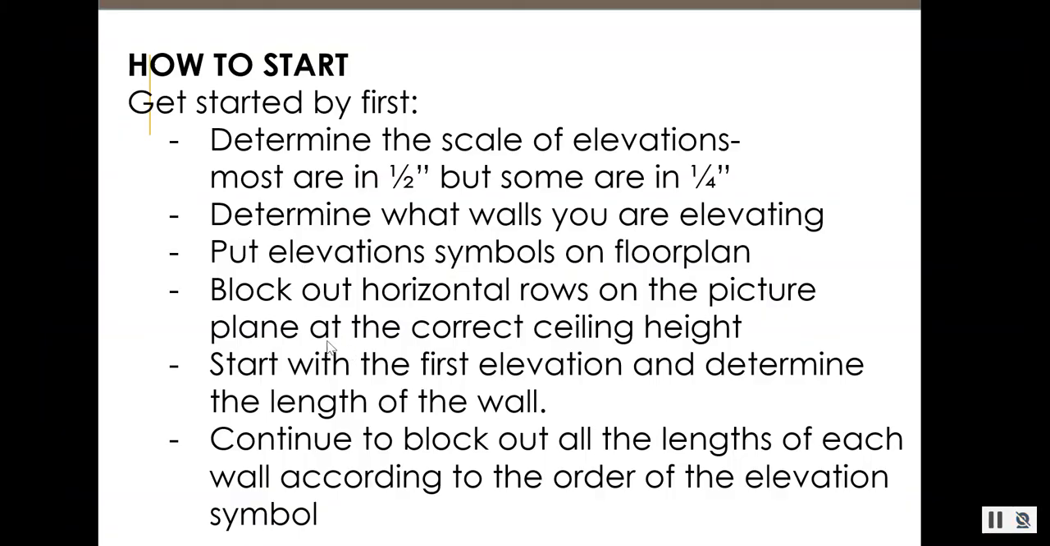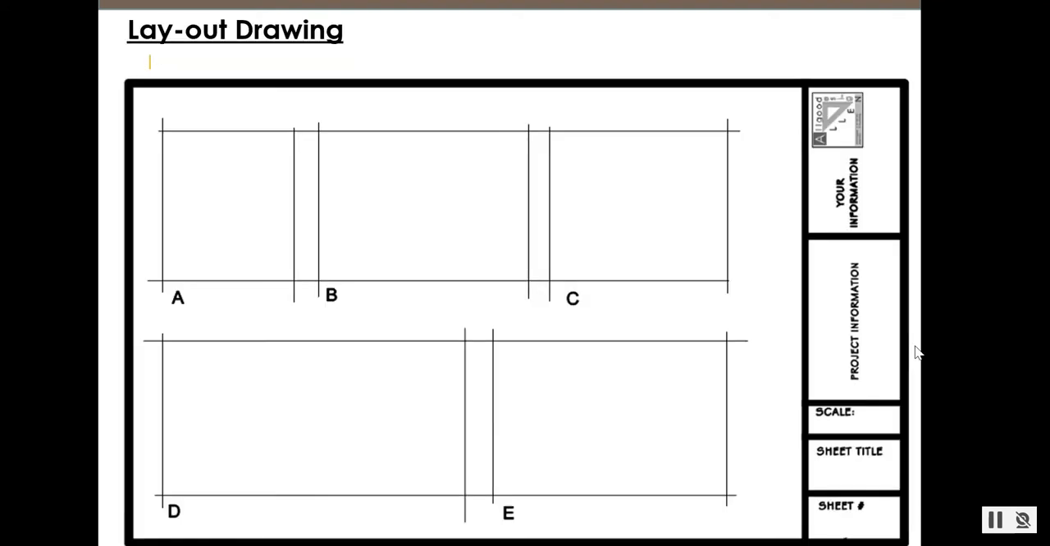Before we can do any elevations, we've got to decide which elevations we are doing. What walls are we going to interpret and show the client? So you've got to decide that. Then we are going to block out our rows on the picture plane, your piece of vellum, with the correct ceiling heights. Then you'll start the first elevation and determine the length of the walls. We'll continue to block out all the lengths of the walls according to the order of the elevation symbols.